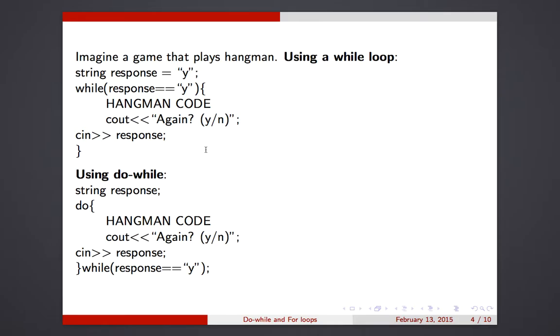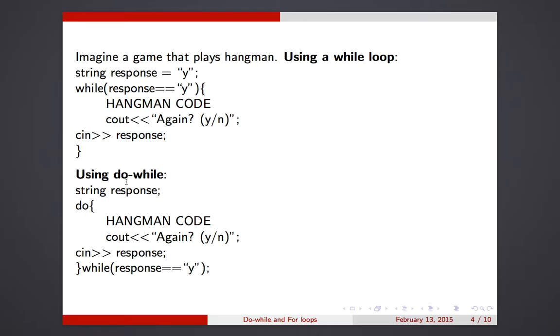So why might you use this? Well, here's an example. Imagine a program that plays Hangman for you. Using a while loop, if you want the game to loop over and over again, you would have to say, okay, their response is yes. As long as their response is yes, do the code. And then you could ask them, do you want to play again? And if they say yes, you loop back, right?